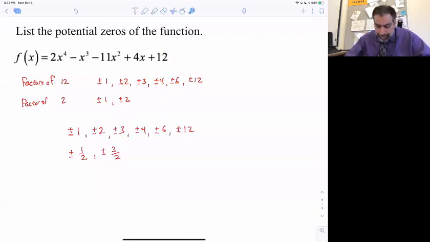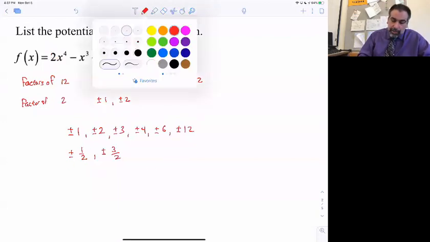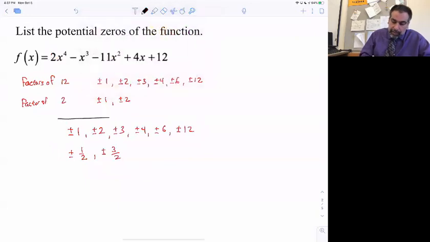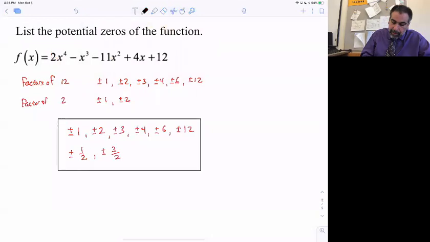So again, the idea is to find all the factors of the constant term and do all the combinations of the factors over the leading term. Those are going to give us your potential solutions. So these are the potential solutions for zeros for this polynomial. Okay, so there they go. Those are our potential solutions.